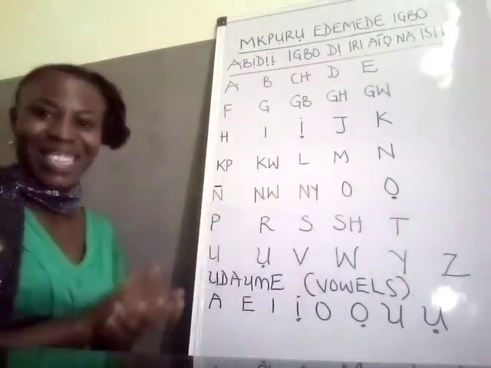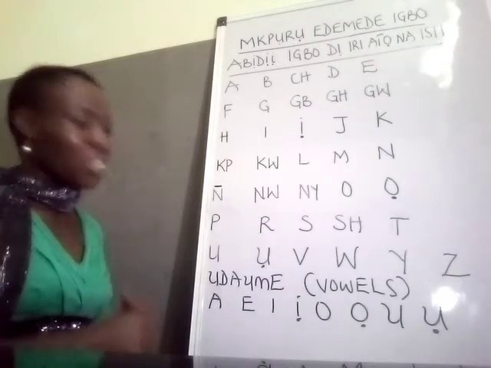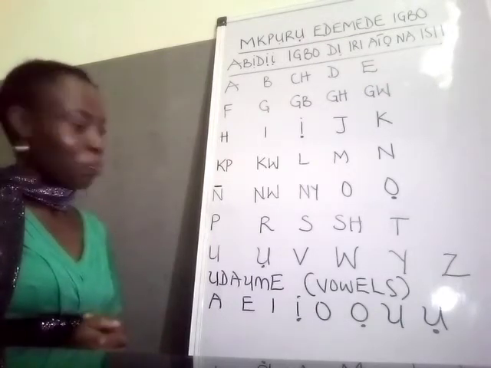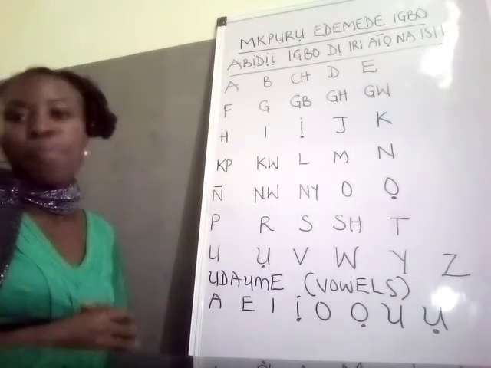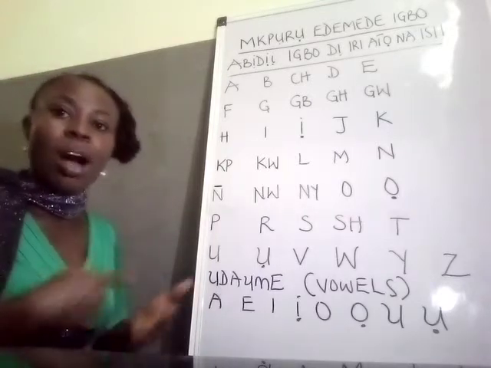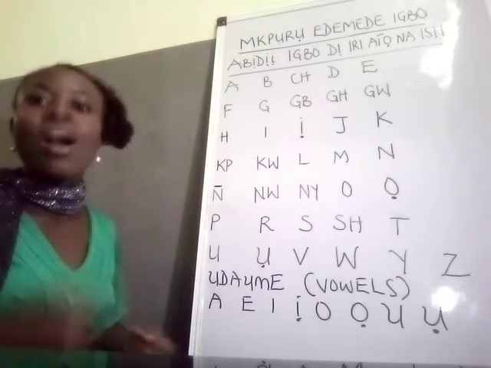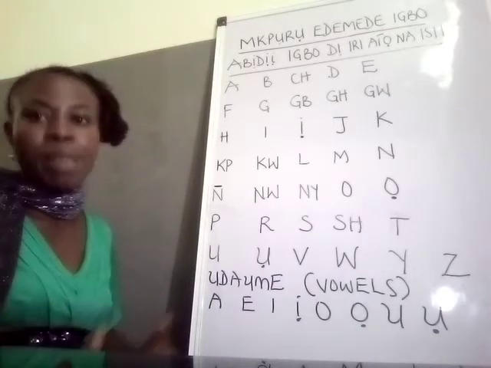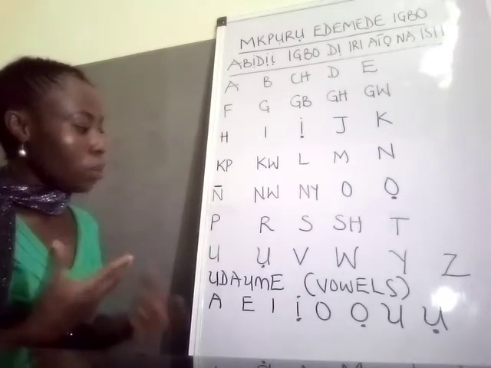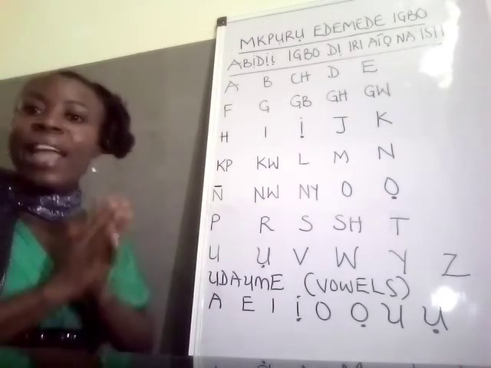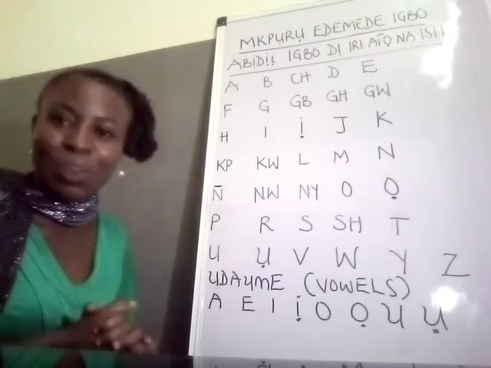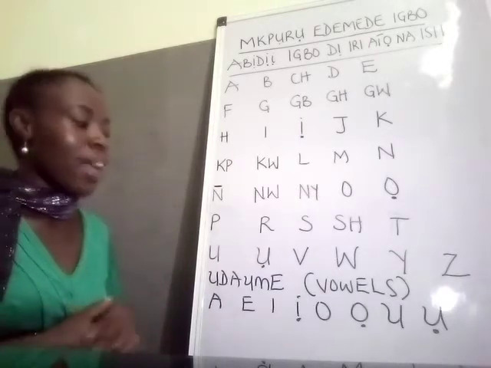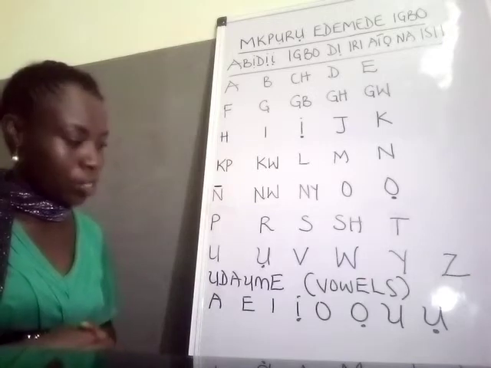Okay, that's fun. Let's go over to udume, the vowels. This one is very important because it will help you to know how to pronounce, how to read Igbo, how to write Igbo. Udume, the vowel sounds in Igbo language. We have 8 vowel sounds. That's asato. Udume Igbo di asato. 8 vowel sounds in Igbo language.